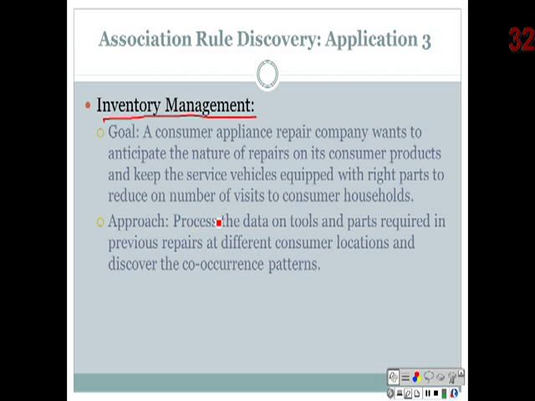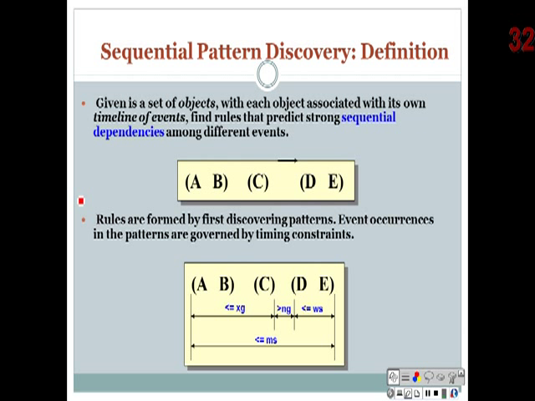The approach processes the data on tools and parts required in previous repairs at different consumer locations and discovers the co-occurrence patterns. So they are just discovering what happened previously to apply it to the next pattern that appears. So finding the related patterns. A very common recent topic is sequential pattern discovery.